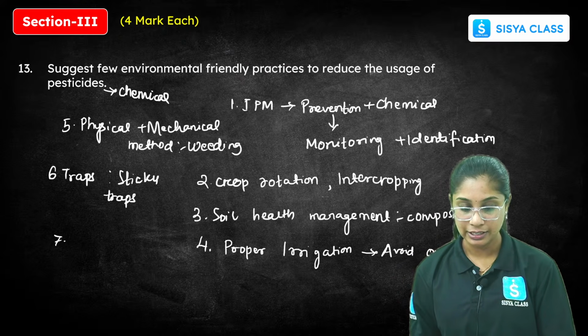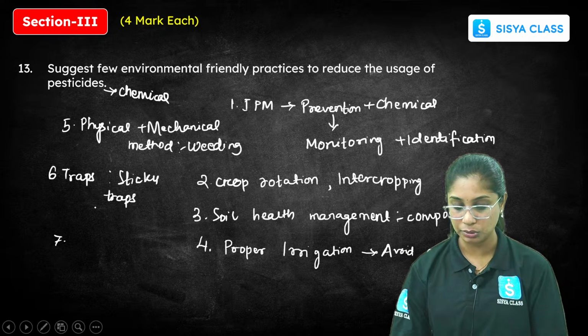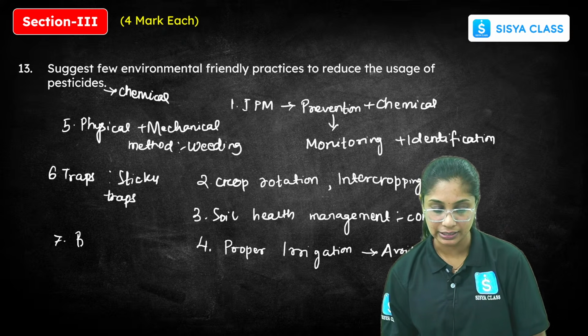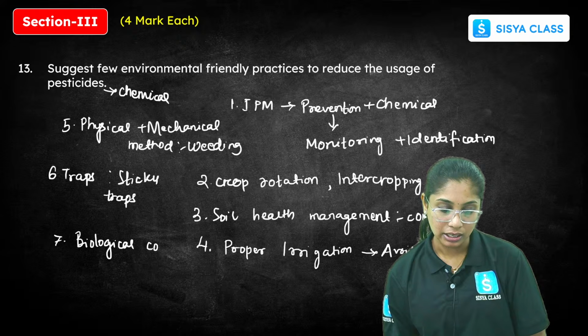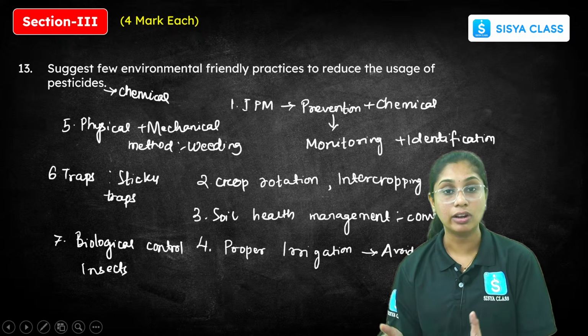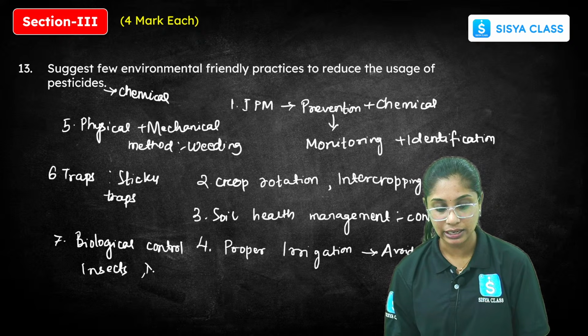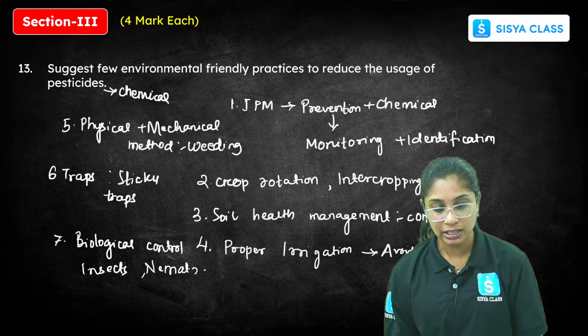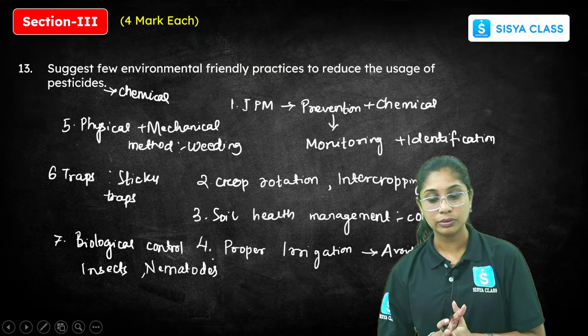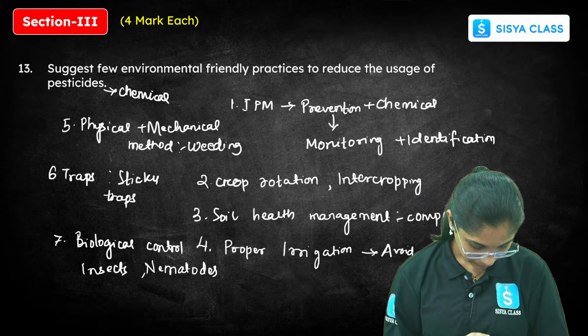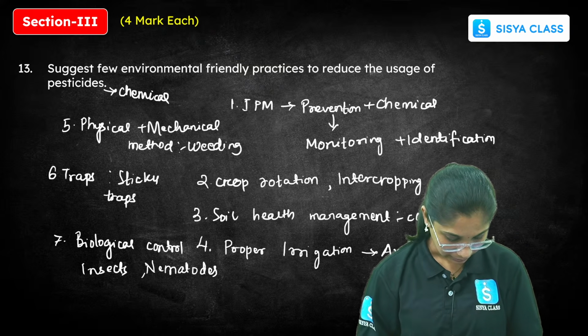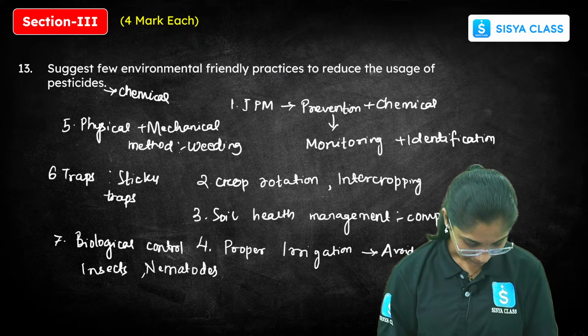Then we have some biological controls where we use certain insects and nematodes. In biological control we use insects like ladybugs which feed on aphids. Then we have certain nematodes. These are the methods through which we can reduce the usage of pesticides, everyone. Yes? Clear?